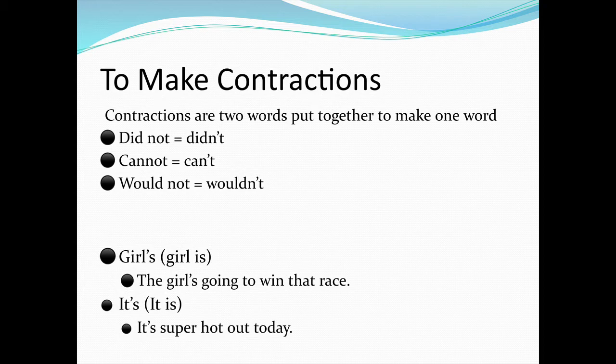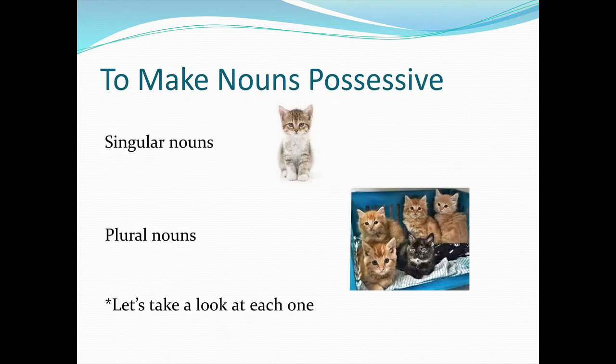Now, if you were to see those words in a different context, girl's and its, they might not mean contractions. In different contexts, they mean different things, and we'll get into that a little bit later. The second way in which you would use an apostrophe is to make nouns possessive. Quick recap: nouns are people, places, things, ideas, or emotions. And nouns show number. Specifically, they are singular or plural. There are a couple of different rules depending on whether the noun you are trying to make possessive is singular or plural. So we're going to take a look at each one.